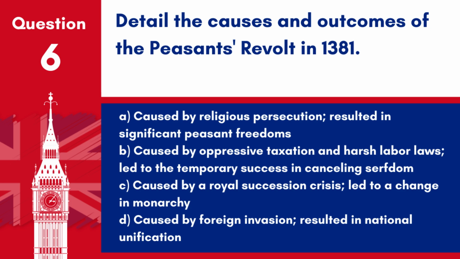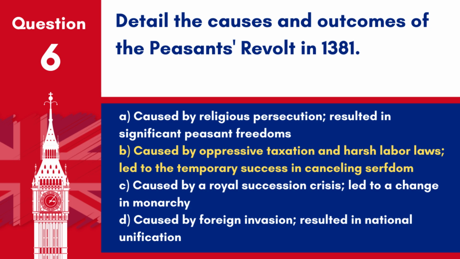Question 6. Detail the causes and outcomes of the Peasants Revolt in 1381. A. Caused by religious persecution, resulted in significant peasant freedoms. B. Caused by oppressive taxation and harsh labour laws, led to the temporary success in cancelling serfdom. C. Caused by a royal succession crisis, led to a change in monarchy. D. Caused by foreign invasion, resulted in national unification.